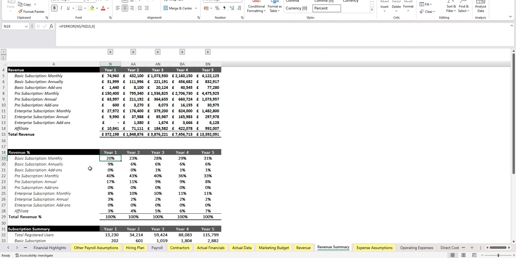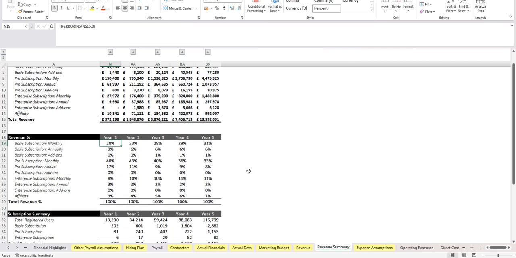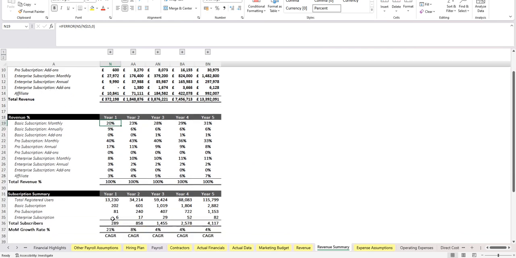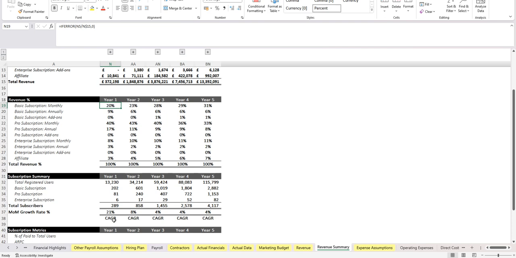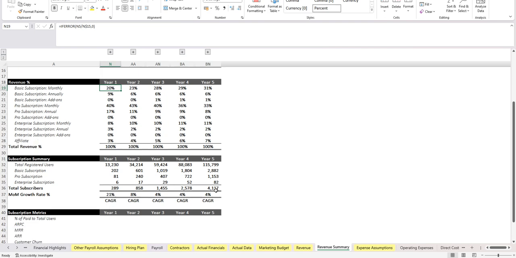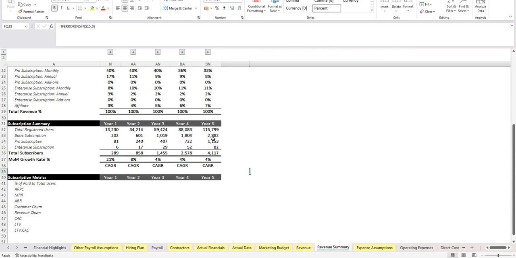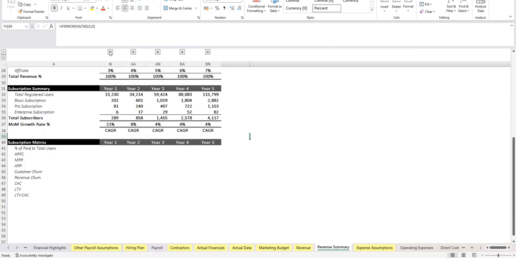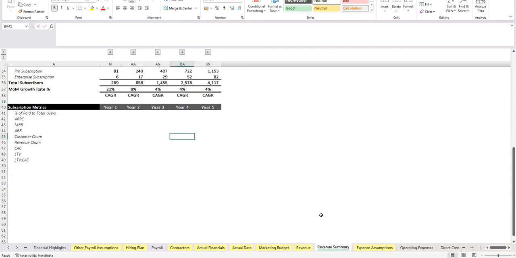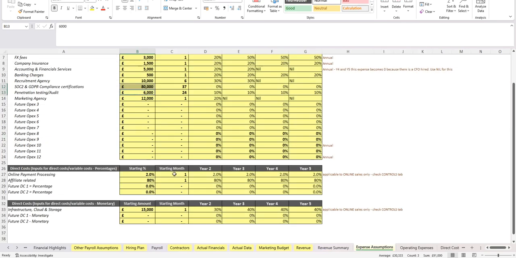In this case, it's more balanced because it's a SaaS, so they have 40% in the pro monthly, 20% on basic, okay, and it's distributed differently. Okay, so here are other metrics about subscription, registered users, paid, okay, the CAC group per month, how many subscribers they have, so it's always a metric here, okay. All right, so let's go now to expenses, okay.